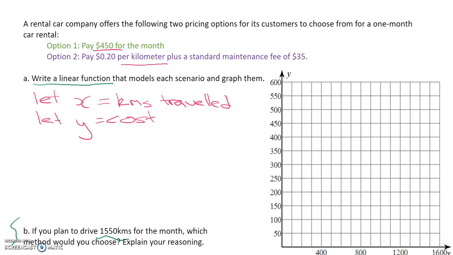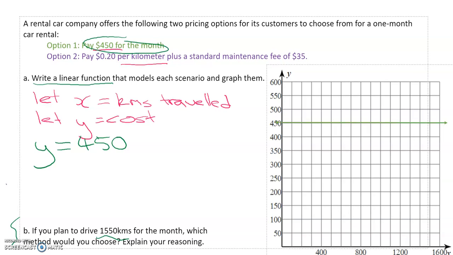Then I'm going to set up two equations. When you're setting up the equations, have a look at your numbers. Is it a rate of change or is it an initial value? Well, this doesn't change. This is a fixed cost. So for option 1, I'm just going to have y equals 450. The rate of change is 0 because nothing's changing. So if I do that on my graph, I simply have a line through y equals 450. And you would use a ruler, so your line would be much straighter than mine.